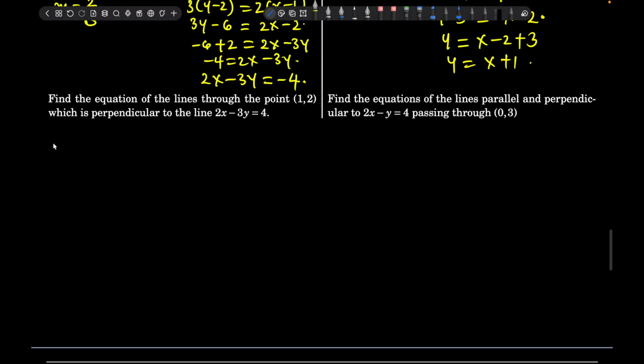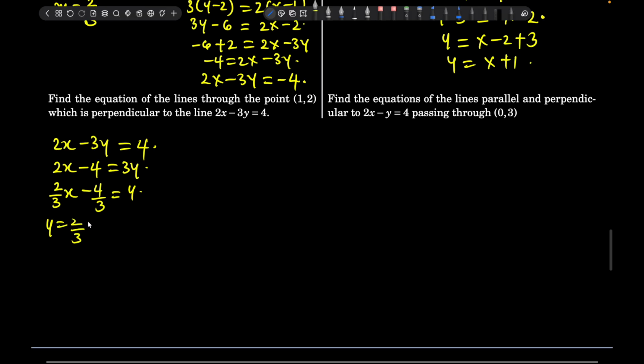Take your straight line, 2x minus 3y is equal to 4. After doing that, make your y the subject of the formula. Take the negative across, divide through by 3. This gives 2/3 x minus 4/3 is equal to y. So y is equal to 2/3 x minus 4/3. So if you extract the slope here, m will be equal to 2/3.